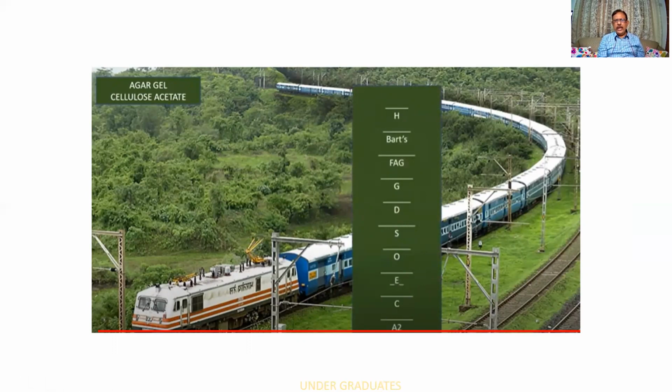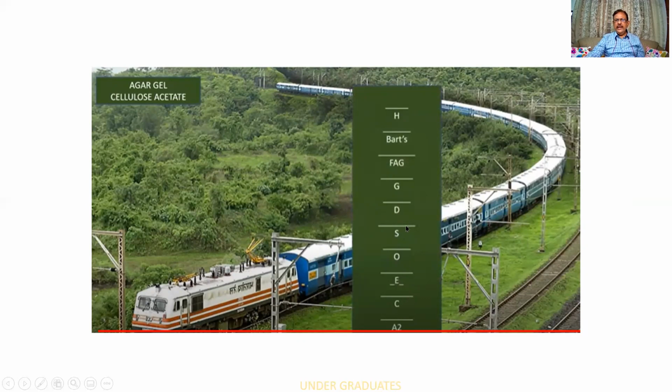Now, why am I showing a train in the background? Look at this one, A2. You can say that A2, that is B2, are getting into a train. And then we say see you to our friends, CEO.